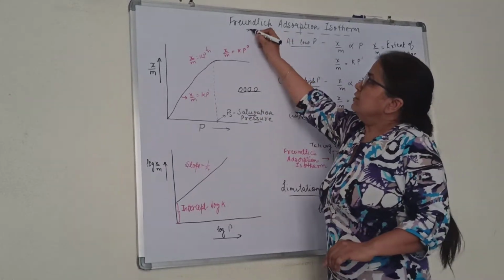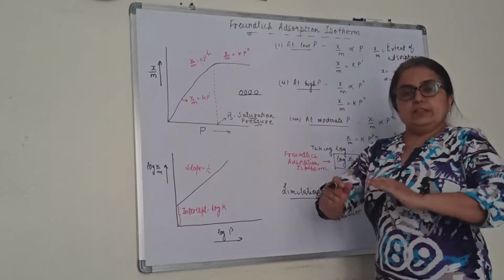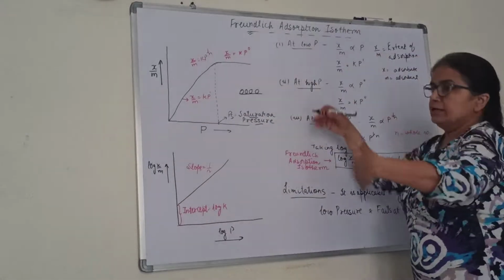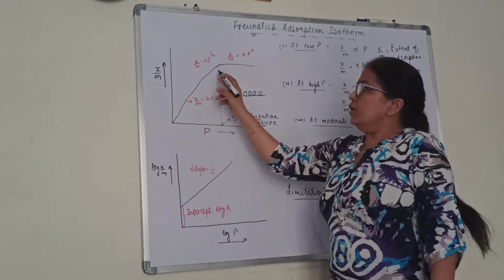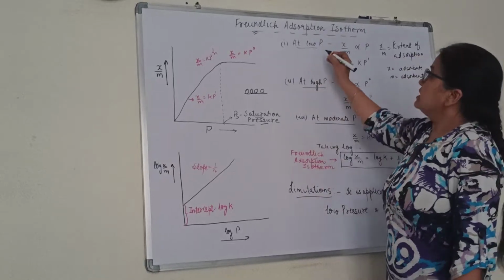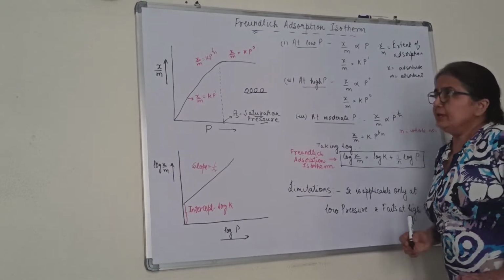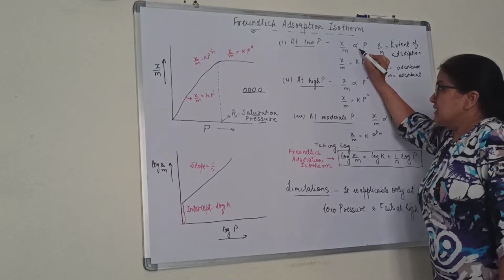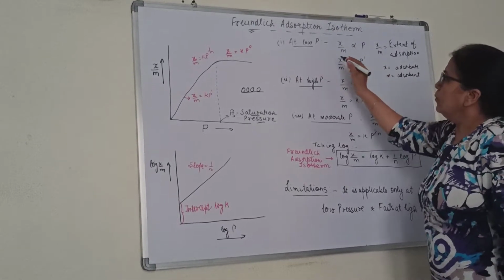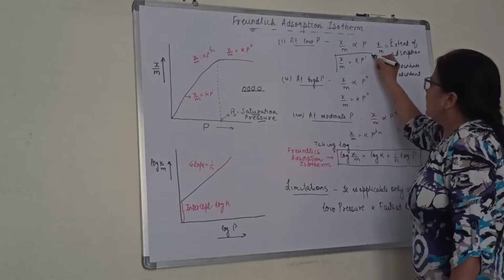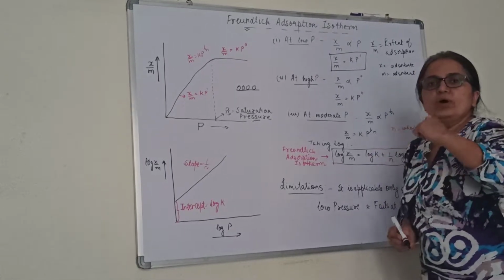So Freundlich, this is the name of the scientist, studied this graph in three different headings. One, very low pressure. He observed it's a straight line. So x by m is directly proportional to p. When we remove this proportionality sign, we get a constant k. So at low pressure, we get x by m is equal to kp to the power 1.